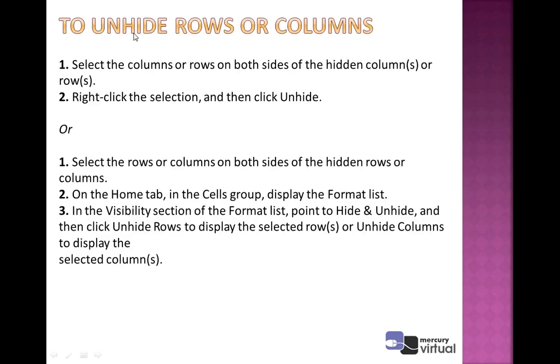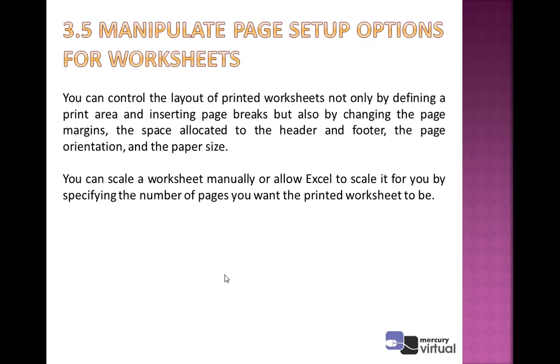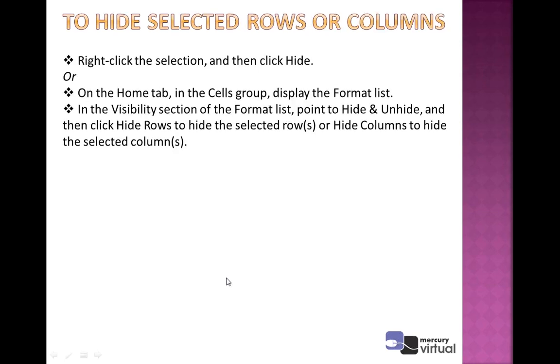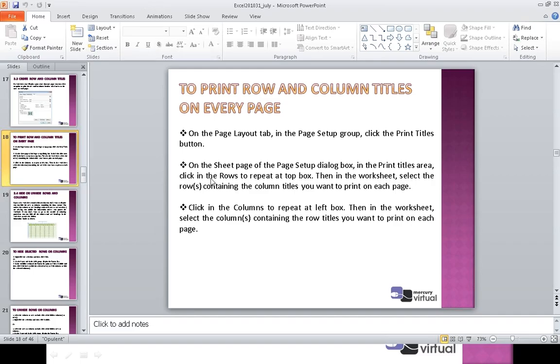In the same way, to unhide, select the columns or rows on both sides of the hidden columns or rows. Right click and then click Unhide, or go to the Home tab, go to the Cells group, display the Format list, and then use Hide and Unhide for the rows and the columns. Now let's see in a practical way how to hide and unhide the rows and the columns.